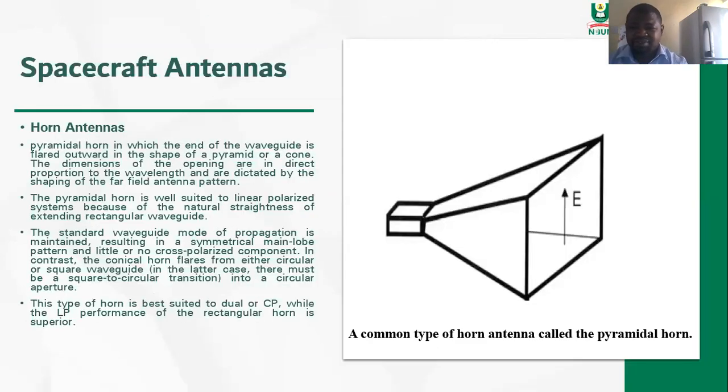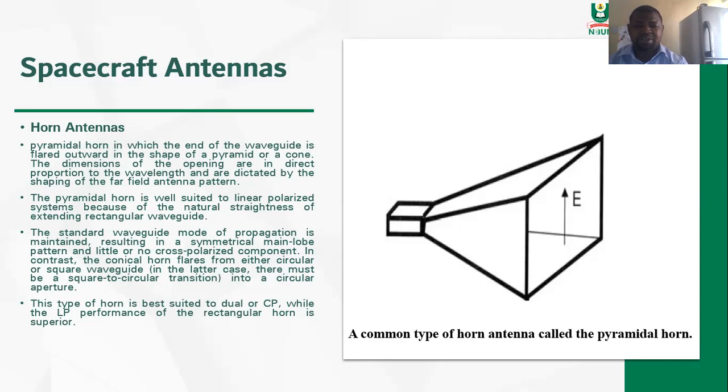Now, spacecraft antennas. We have the horn antennas. If you look at the figure there, you see a diagram. The diagram is a common type of horn antenna called a pyramidal horn. It has the shape of a pyramid, in which the end of the waveguide is flared outward in the shape of a pyramid or a cone.